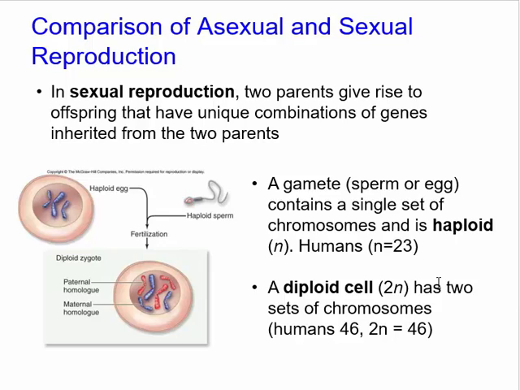A diploid cell, which are somatic cells and tissues, those are 2N, and they contain 46 chromosomes because you have the pair of homologs, not just the single homolog, but you have two chromosome number 1s. You have two chromosome number 17s, one that's paternal, one that's maternal. And so our total number of chromosomes in most of our cells is 46.